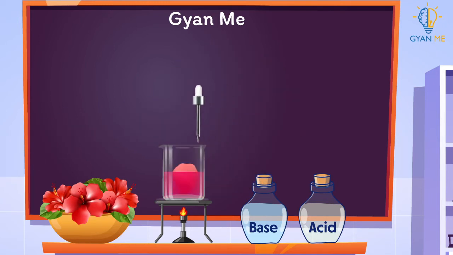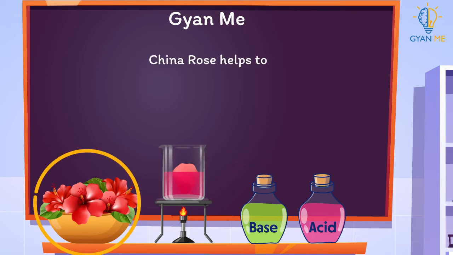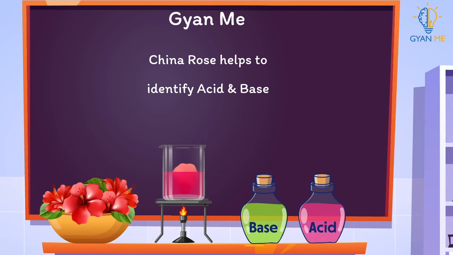Now add a few drops of this solution to acid. The color of the solution changes to magenta red or red. However, when added to alkali, the color of the solution changes to green or yellowish green. So in this way, with the help of China rose, we can identify acids and bases.